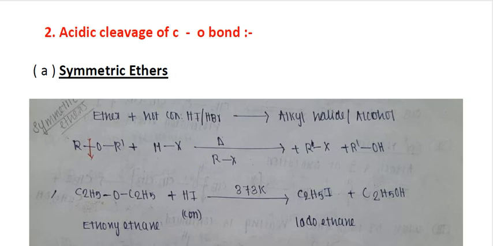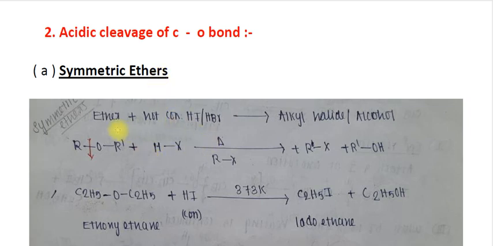Here we can see the C-O bond is getting cleaved. If you are using an acid, then the C-O bond in the ether gets cleaved in the presence of acid. That is given here as acidic cleavage of the C-O bond. I am taking the first ether as a symmetric ether and I am going to find out how the carbon-oxygen bond is cleaved in the presence of acid.